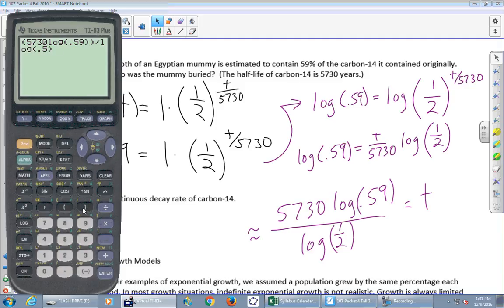Okay, so I think I've typed this correctly. 5730 log of 0.59 over log of a half. We expected it was going to be less than 5,730 years, but pretty close to 5,730. That number is quite reasonable, 4,362.